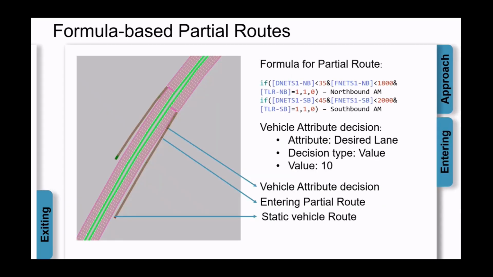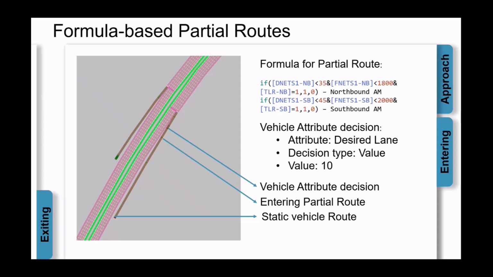This is the visual version of the exact same thing that we talked about. You see the formula being different between the northbound and southbound. That's just because one is peak direction and one is non-peak direction, and 35 and 45 correspond to the densities, and 1,800 and 2,000 correspond to the flows.